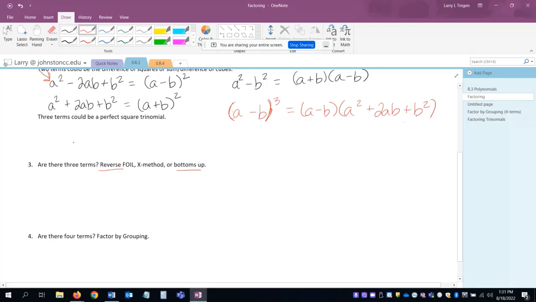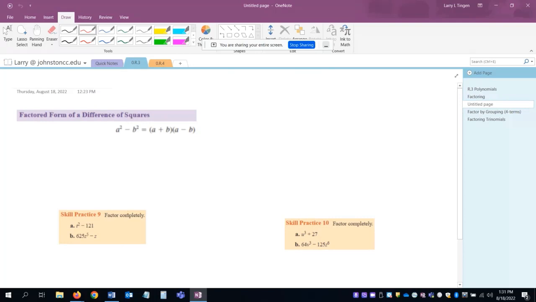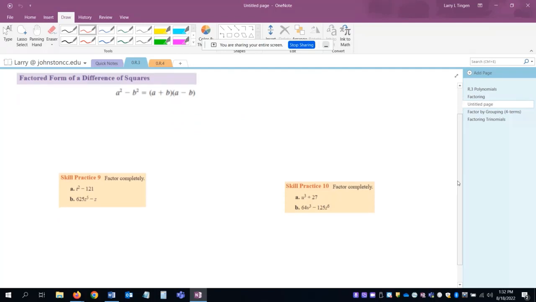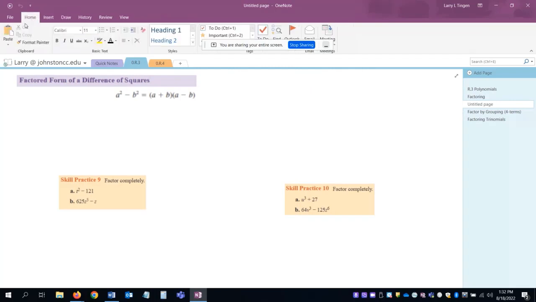Now, I'm going to show you some examples, so don't think I'm bailing on you by not writing anything there. Okay, first thing we have is the factored form of the difference of squares. So a squared minus b squared factors into a plus b times a minus b. So come down here and take a look at our examples. I don't know. How does that look to y'all? You probably want this expanded.